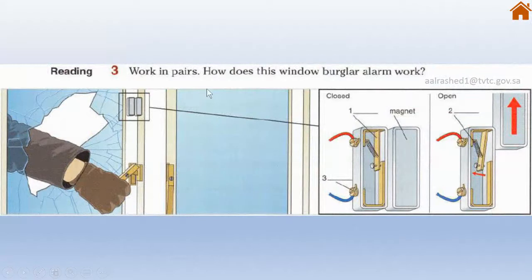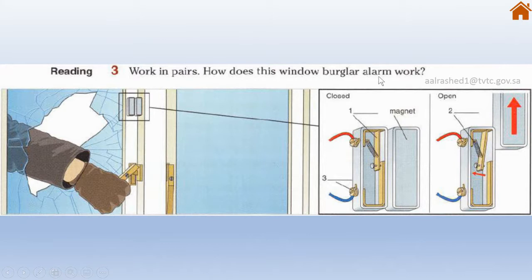Okay, for 3, we have reading. We need to know how this window burglar alarm works. Burglar means a thief who enters forcibly into a home without an invitation to steal something. As you can see, this thief tries to break into this home by breaking the glass, and then he wants to open the door. So we have a system that would prevent the thief from entering the house. It is called a burglar alarm.